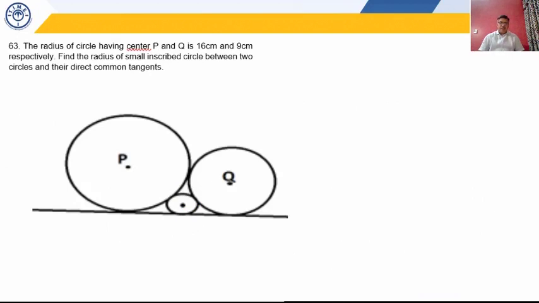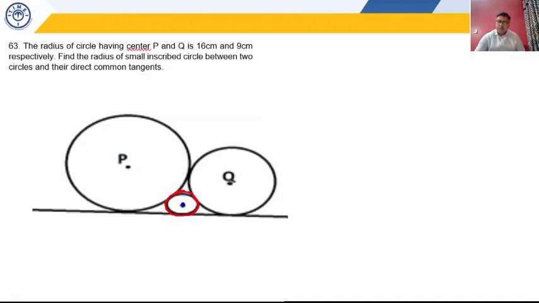Now come to the next question, question number 63. The radii of the circles having centers P and Q are 16 and 9, and there is a small circle inscribed between these two circles and their direct common tangent. So find the radius of this circle. We want to calculate the radius of this circle.